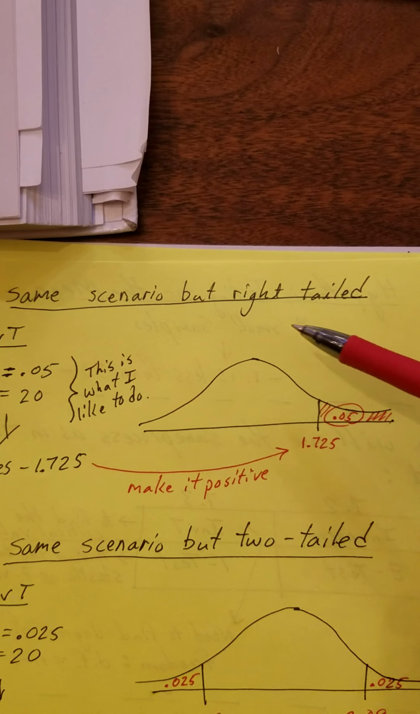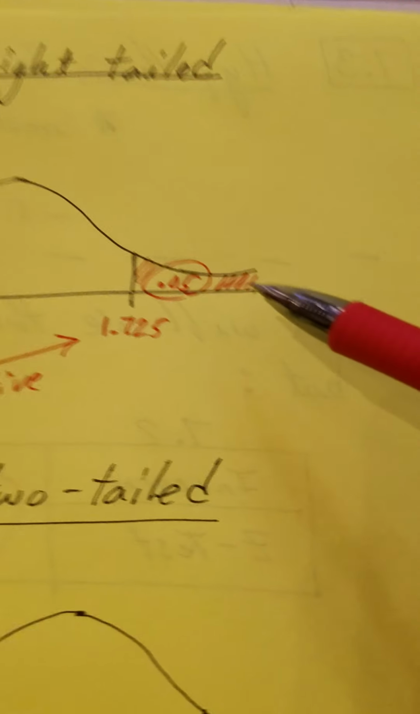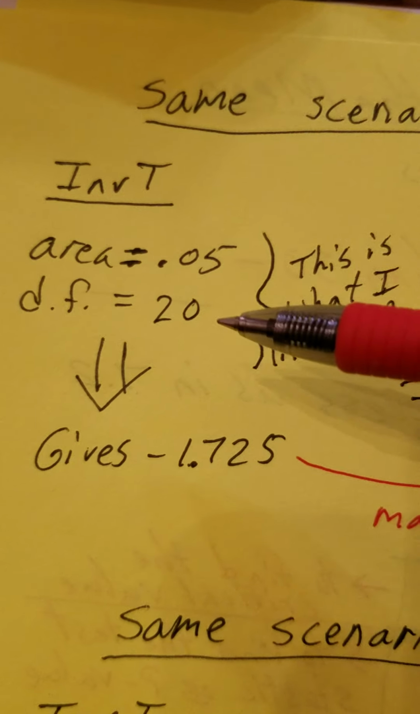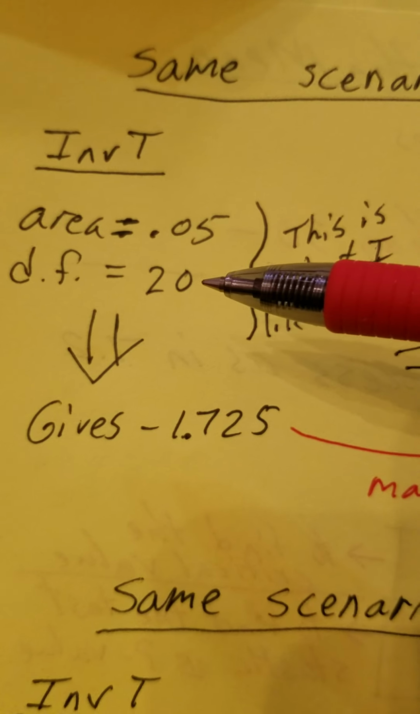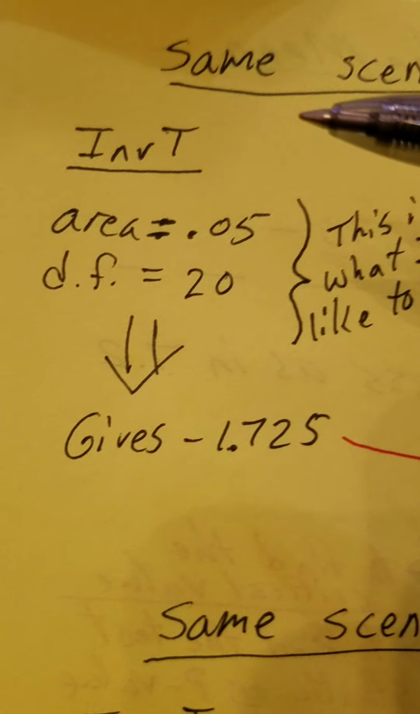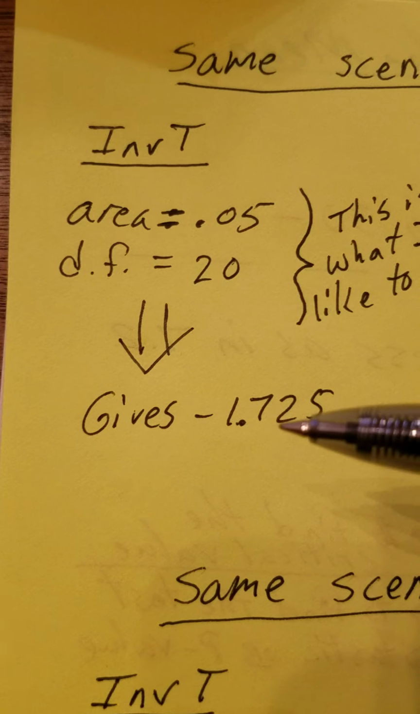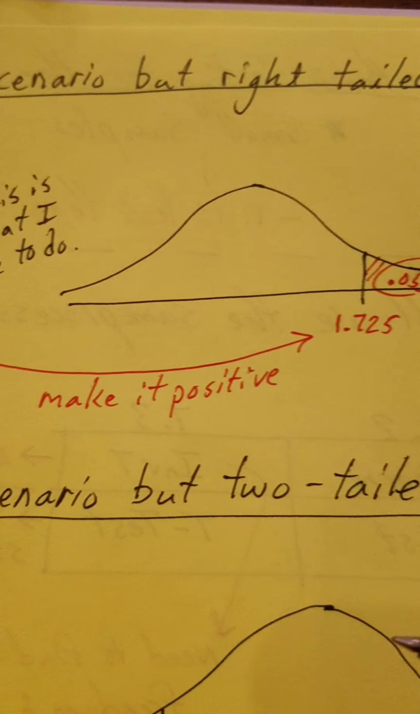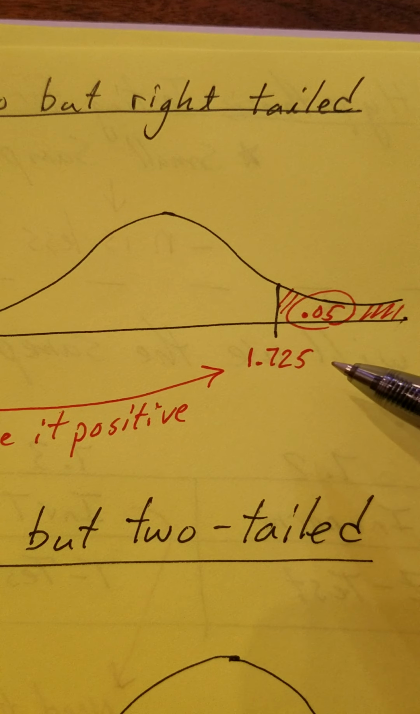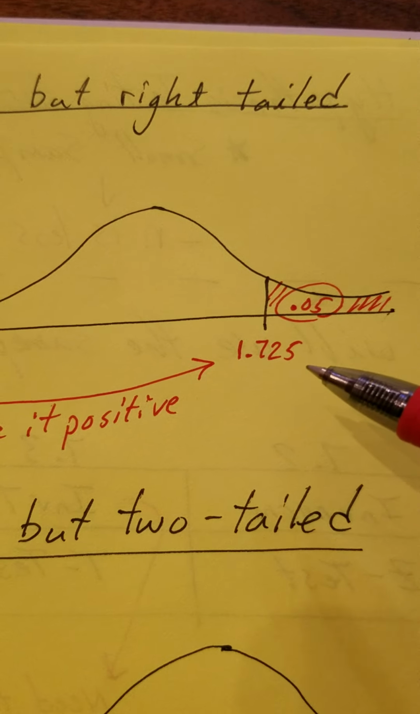Next scenario, right-tailed test. Same scenario, same numbers, still going to do 0.05. Still going to do sample size of 21, so our degrees of freedom is 20. So what I like to do, even though it's right tail, I do exactly the same thing. To me, it's just easier to put in the 0.05. You're going to get that negative, but now make it positive, because it'll just be on the other side, on the positive side, instead of the negative side.